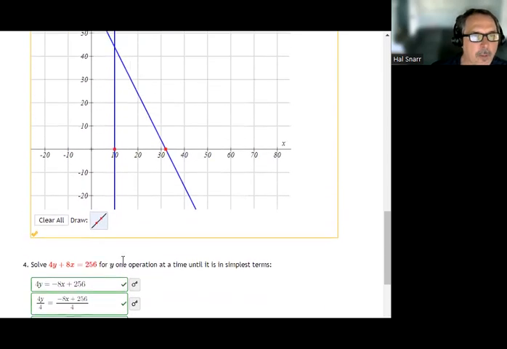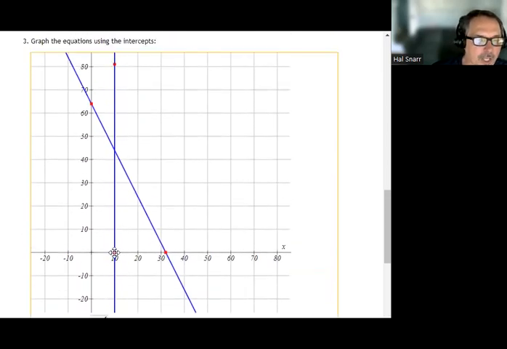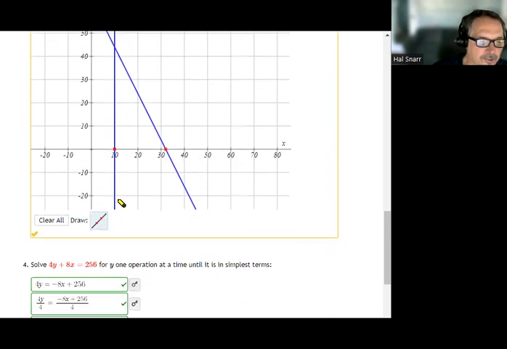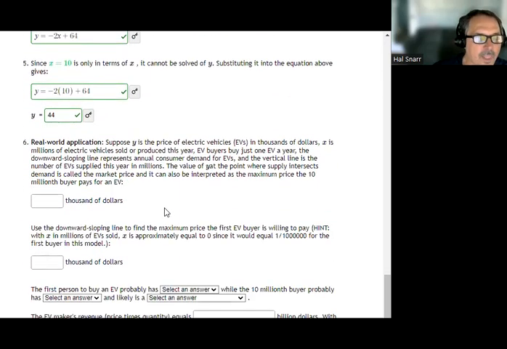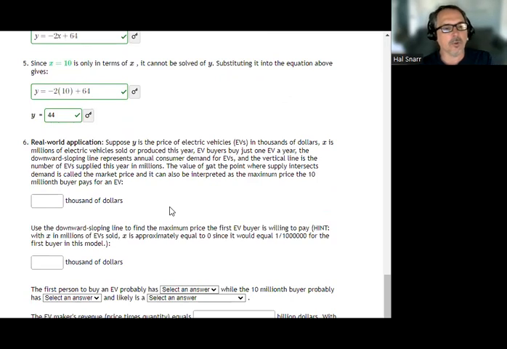Okay. Then we come up here and verify in the graph. Now, when x is equal to 10, y is equal to 44. So we just visually verified that our solution works. Okay. Now, I like to include a real world application with the algebra. I think it makes it more fun to learn.